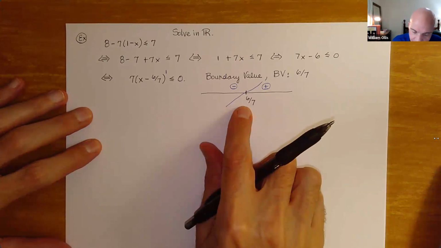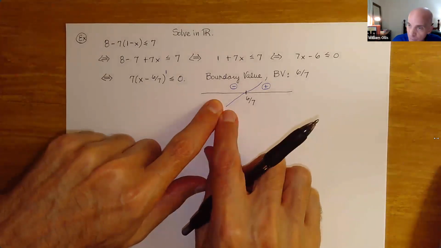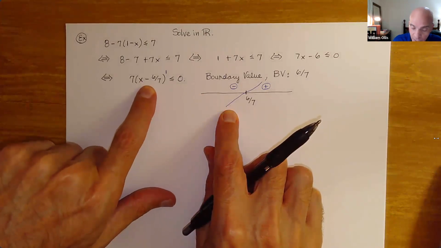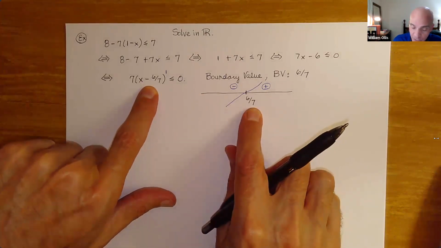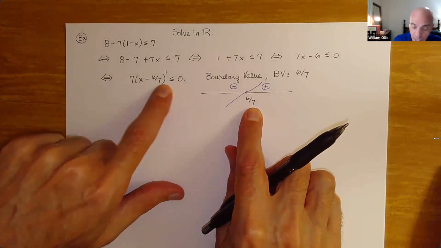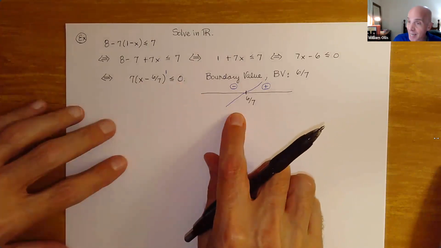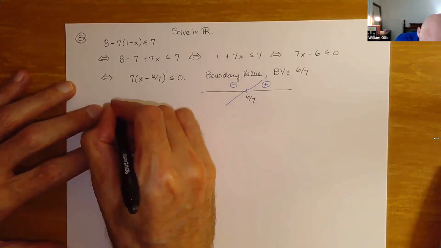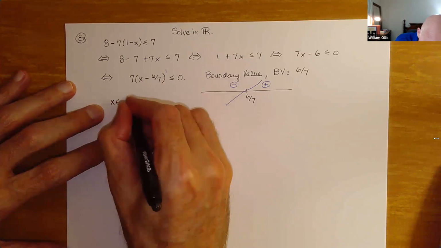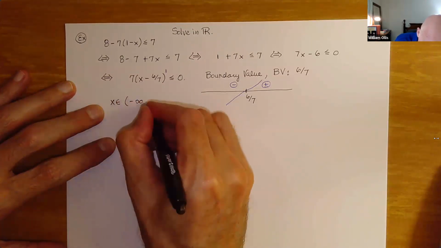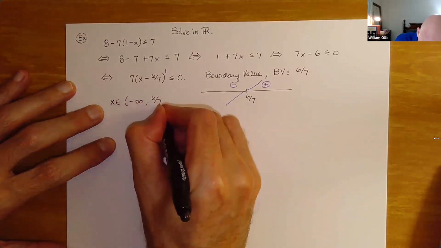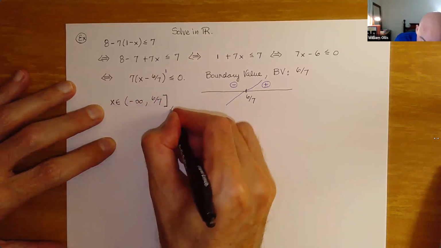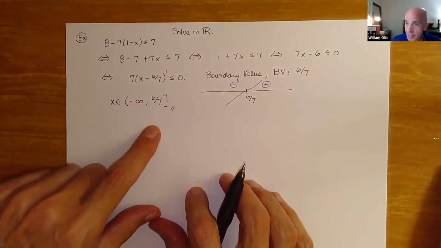So now we can see that here negative means less than 0. So we know that this inequality is true when x is 6/7, because that's equal to 0. And we know it's true when x is less than 6/7. So now we'll say x element of negative infinity to 6/7 with a bracket. The bracket meaning we include the 6/7.